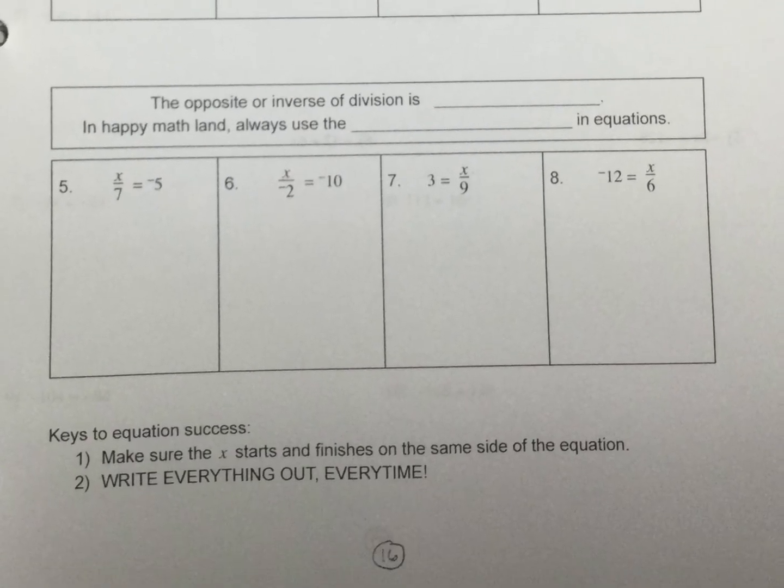Now we're going to work with problems with division in them. This is how we write division in Happy Math Land. So we draw it, it looks like a fraction, but that bar really means to divide. So the opposite of division is multiplication. And in Happy Math Land, let's always use parentheses in equations.